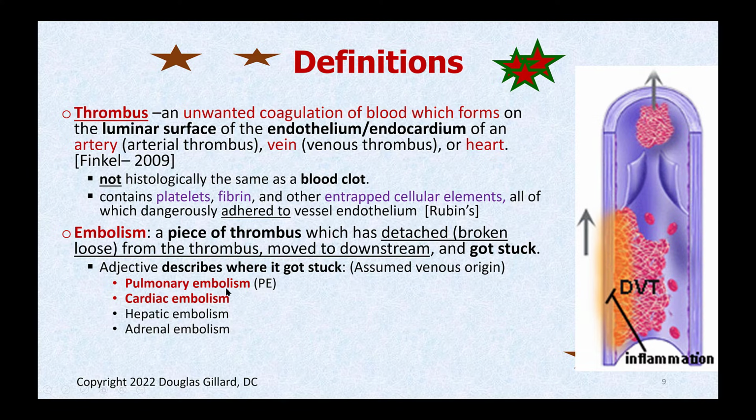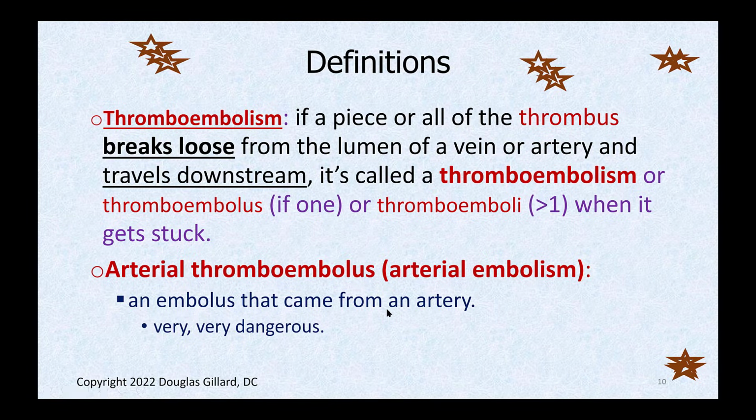In the lungs, it's called a pulmonary embolism. In the heart, it's called a cardiac embolism, a hepatic embolism if it gets stuck in the liver. Remember, these all come from, let's say, the popliteal vein is where you develop this embolism. Or get stuck in the adrenal gland, or adrenal embolism. You get the deal there. You get the story. More definitions.